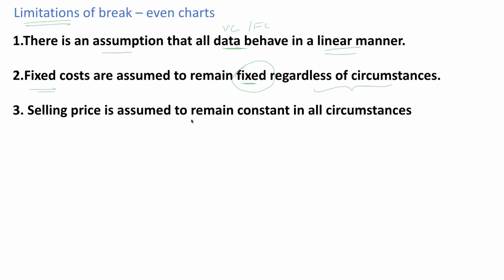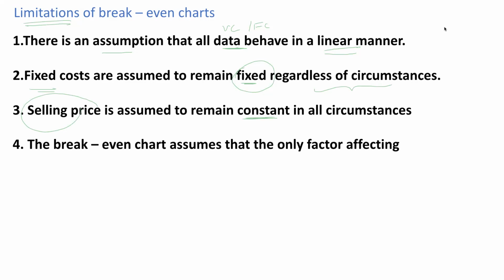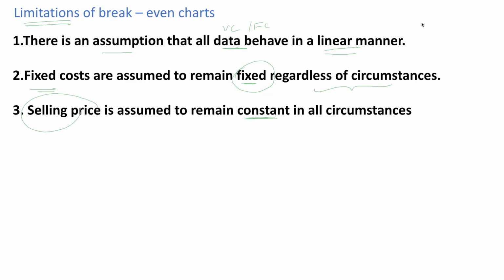The third limitation of your break-even chart is that it assumes the selling price is going to remain constant in all circumstances, which is not possible. Sometimes you may receive a special order and the selling price can change. So it is not possible to have a constant selling price all the time.